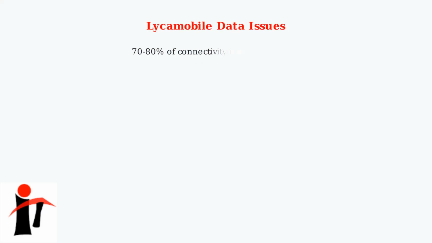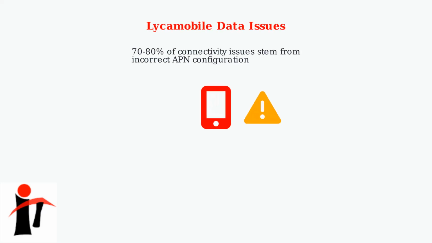Experiencing mobile data problems with Lycamobile on your Android or iPhone? You're not alone. As of August 2025, many users still face connectivity issues, with 70 to 80% of these problems stemming from incorrect APN settings.